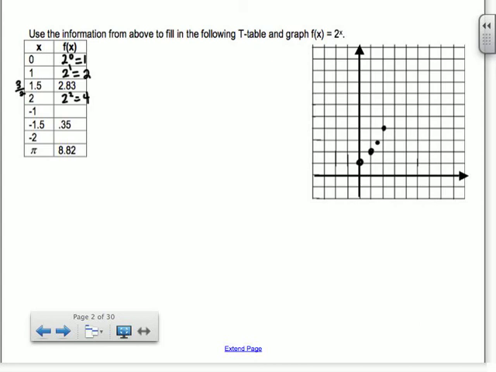So it looks kind of like a line. But then if you try some more, like if I did 2 to the third, 2 to the third is 8, remember? So that shoots way up there.